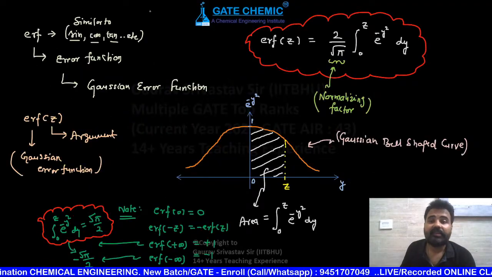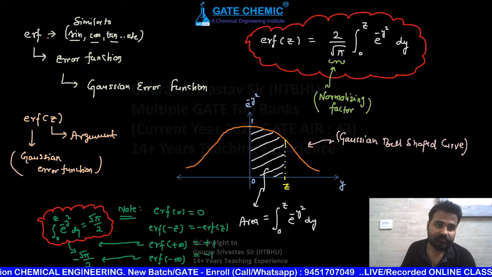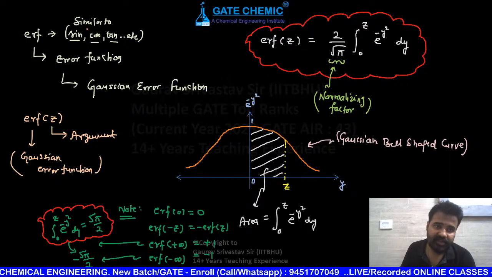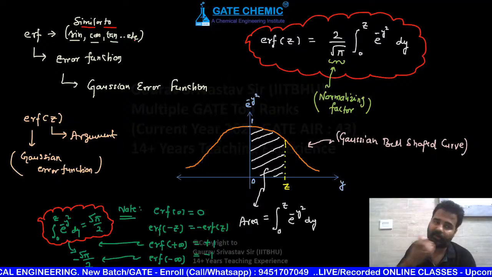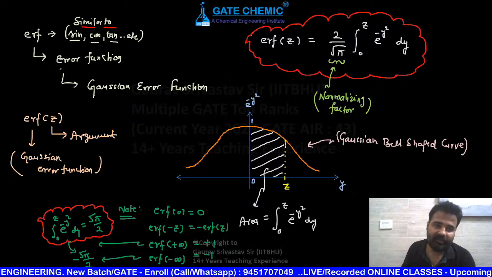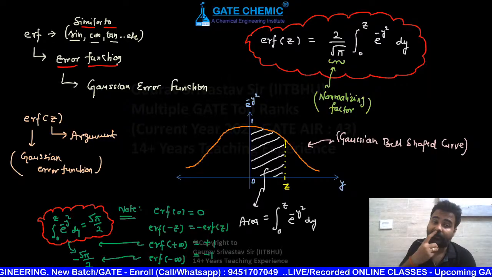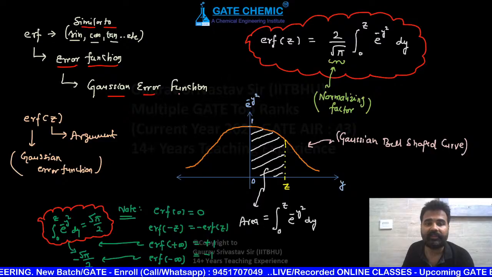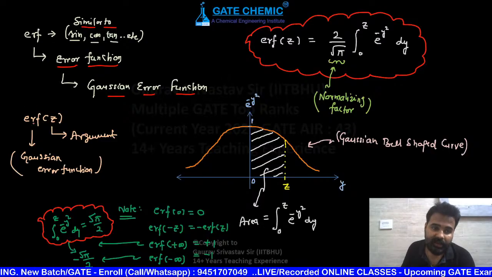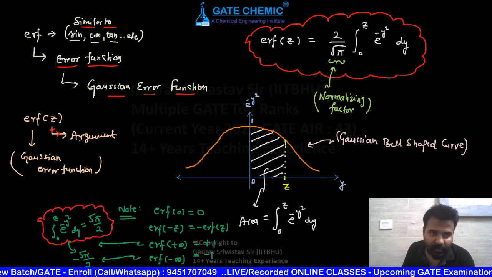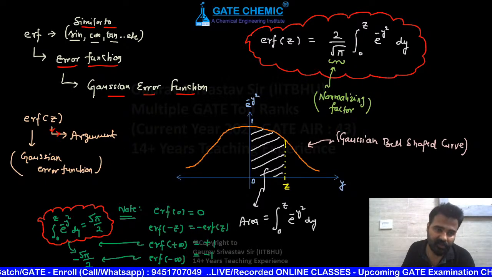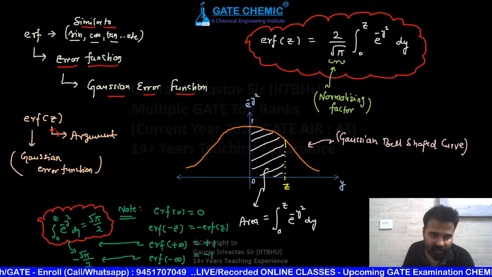Now see, what is error function? ERF, this function is similar to sine, cos, tan or sec, cot. This is known as the error function given by Gaussian. That's why it is also known as Gaussian error function. In ERF z, this z is known as the argument of that error function.